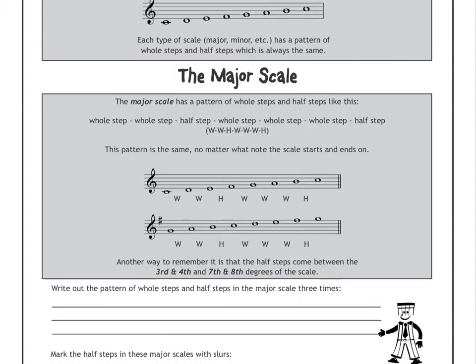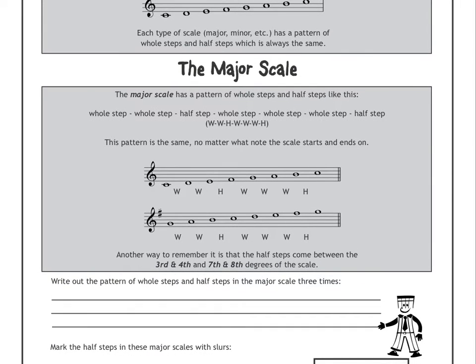All right, so in this second box here, the major scale has a pattern of whole steps and half steps like this. Whole, whole, half, whole, whole, whole, half. It's written out there, or WWH, WWWH. To me, it sounds like a phone number, right? A grouping of 3, then a grouping of 2. Whole, whole, half, whole, whole, whole, half. That's how it sounds to me. So feel free to use that as a little trick.